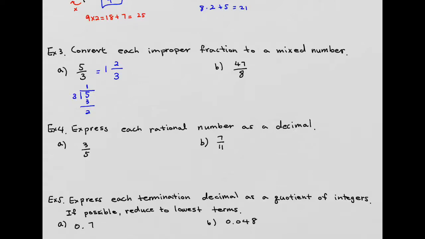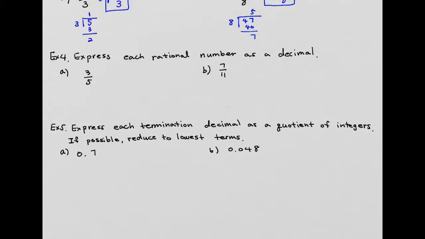So the quotient will be your whole number. The remainder will be the numerator. So that's the leftover, right? And the denominator stays the same. So let's try one more time. You do basically dividing, and we're going to have 8 goes into 47 5 times. 7 remains. So 5 will be the whole number. The remainder will be the numerator. 8 stays the same.